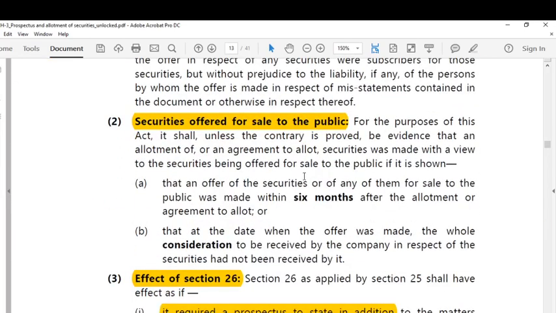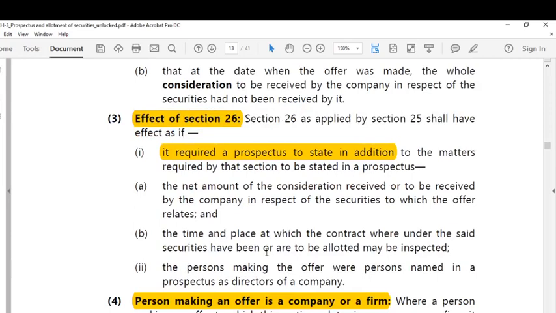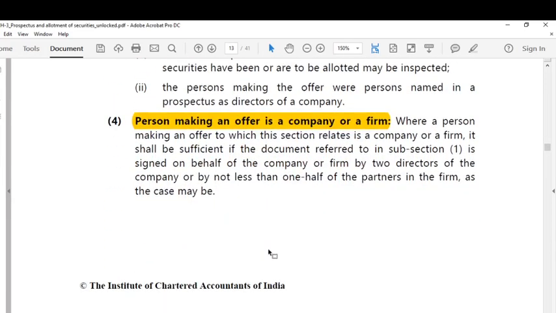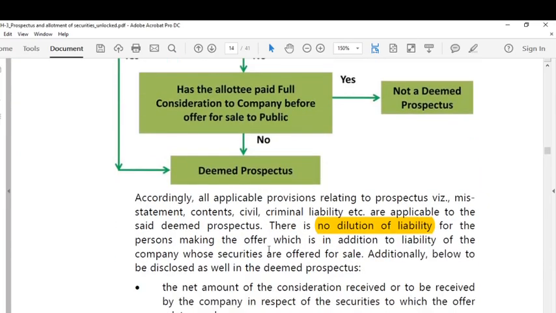And the second point says that securities offered for sale to the public. And here it says that the offer of securities or any of them for sale to the public was made within 6 months after allotment or for consideration. These are the 2 points one has to keep in mind. And the third point is the effect of section 26, how it is being affected in case of a deemed prospectus. Persons making an offer is a company or a firm. Any person can do so. It need not be the company all the time.